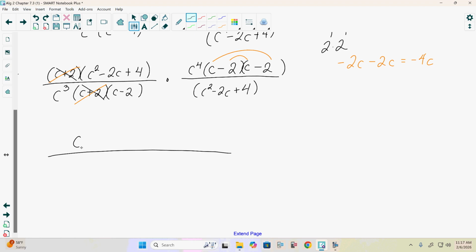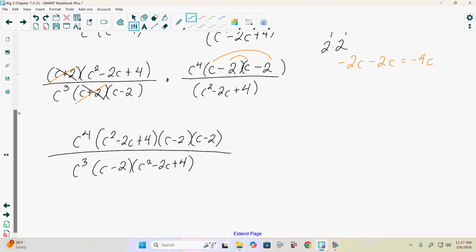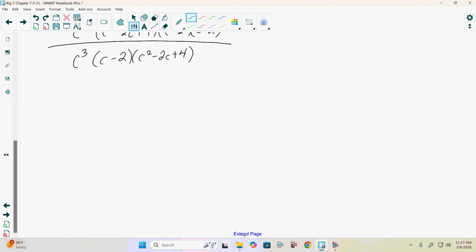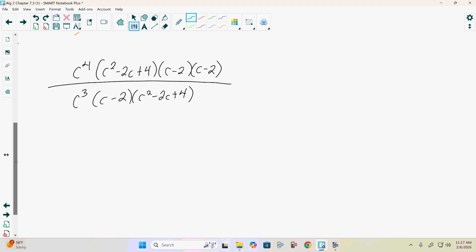Because really that's going to leave us with what? c to the 4th times c squared minus 2c plus 4 times c minus 2 times c minus 2. Can't you put c minus 2? We can put it as c minus 2 squared. Yeah. Either way works. Yeah, because if we write it as c minus 2 squared, we can just reduce that exponent from 2 to 1 when we simplify one of them out. I'll show that here in a second.